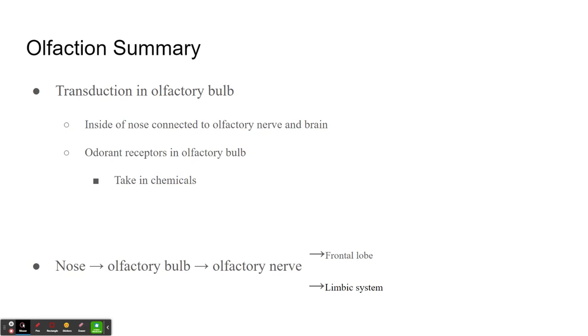First you have your odor molecule, which goes into your nose, where the molecules attach to your olfactory bulb receptors, and then that sends a stimulus to your olfactory nerve, which sends a stimulus to your frontal lobe or your limbic system. This is why smell is unique, because it can elicit emotional responses and memories from the past.